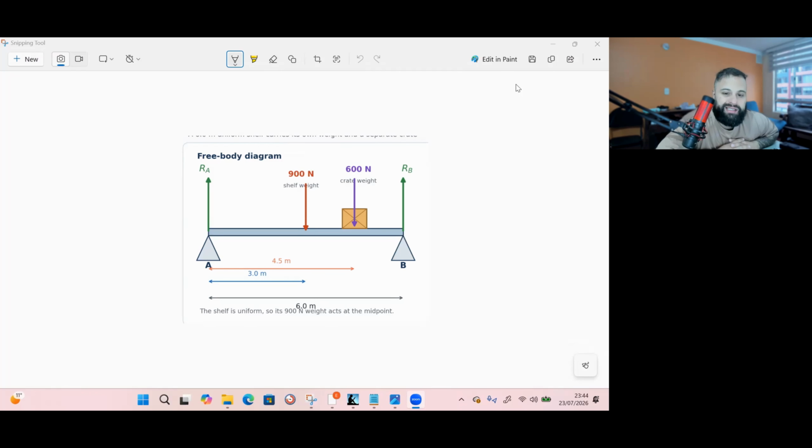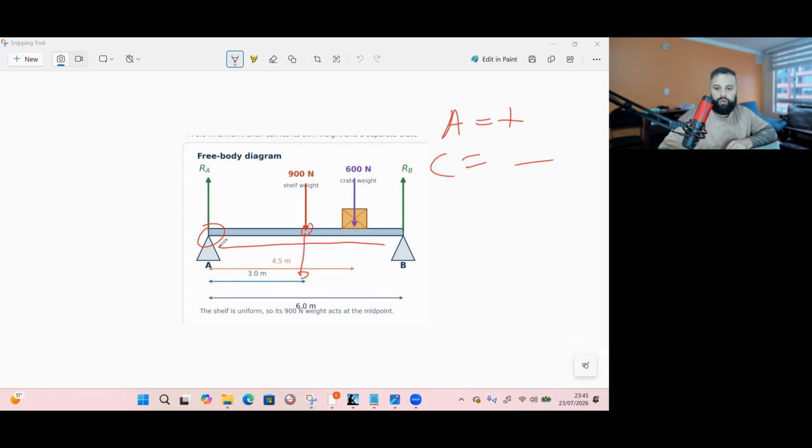So we're told that this is a uniform shelf. If it's a uniform shelf, that means the weight of the shelf will be right at the geometric middle, which is right at that point, and it's 900 newtons downwards. Now, we could take moments from A, or we could take moments from B. It's up to you, but you have to choose a pivot. I'll take the moments from A over here, with anti-clockwise positive and clockwise negative.